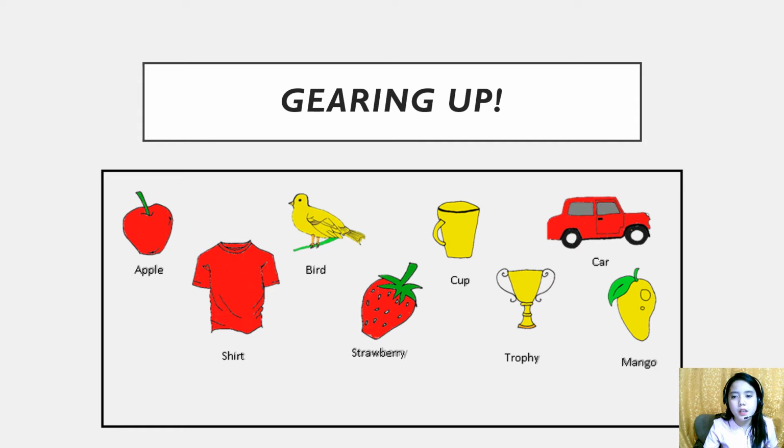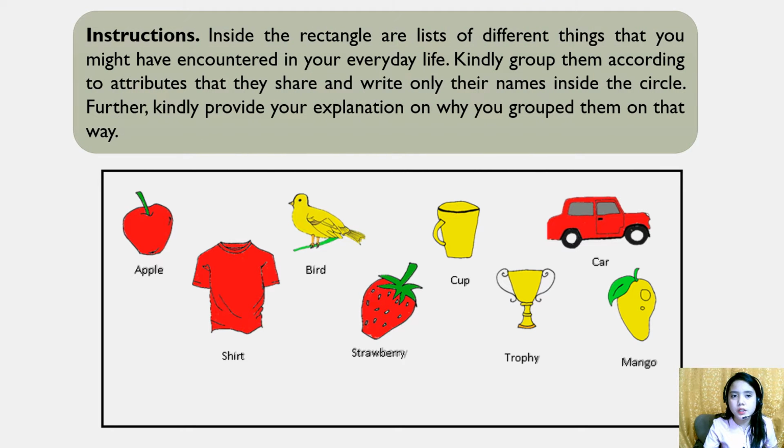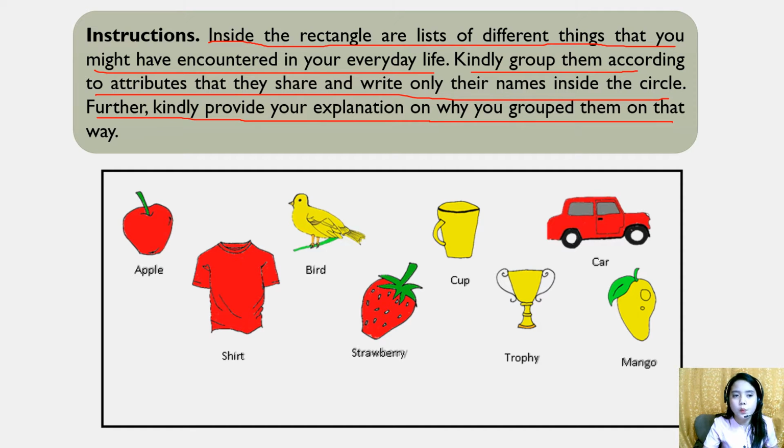Okay, so we have here a box with 8 different things inside it. I want you to remember the things inside the box, and this is what you're going to do. Let's read the instructions. Please read it with me. Inside the rectangle are lists of different things that you might have encountered in your everyday life. Kindly group them according to attributes that they share and write only their names inside the circle. Further, kindly provide your explanation and why you group them that way. I will explain further on the next slide.